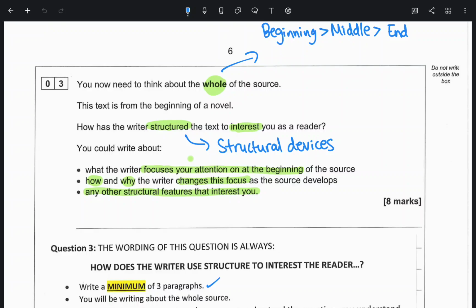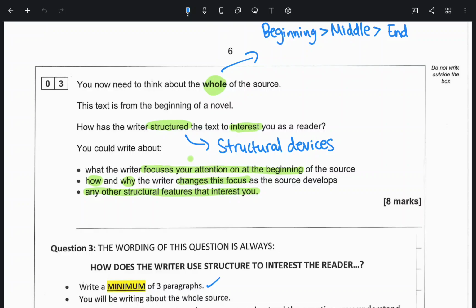So a typical question would read something like this. You now need to think about the whole of the source. This text is from the beginning of a novel. How has the writer structured the text to interest you as a reader? You could write about what the writer focuses your attention on at the beginning of the source, how and why the writer changes this focus as the source develops, and any other structural features that interest you. Now, the good news is every single year it's the exact same question, right? So there's nothing that changes.